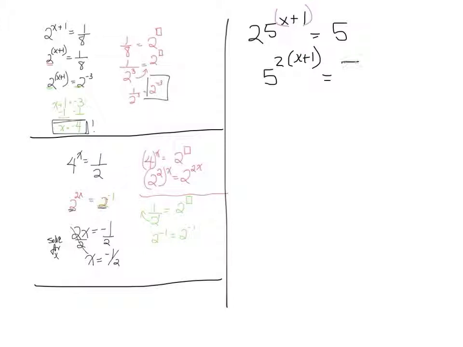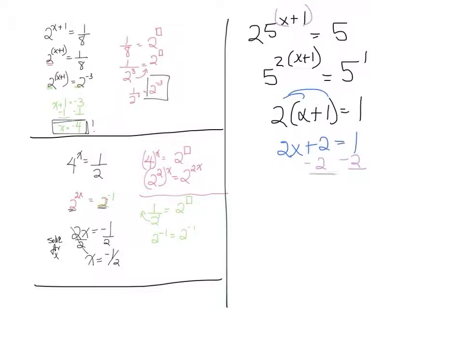Equals 5. Now, 5 all by itself has a power. We don't usually write it, but what is that power? It's a 1. So now I have them to the same base, and I can rewrite that equation as 2(x plus 1) equals 1. Then you use standard order of operations to simplify, multiply out. 2x plus 2 equals 1. And now I'm going to use inverse operations and solve for x. And x equals negative 1/2. That's it.